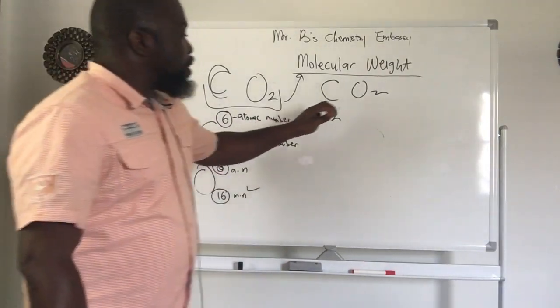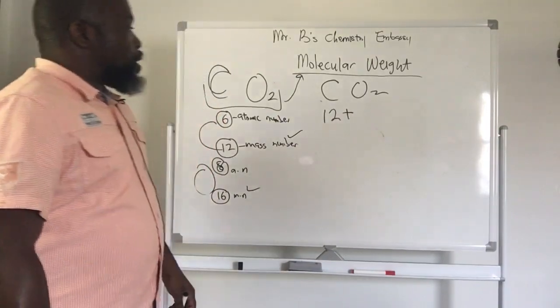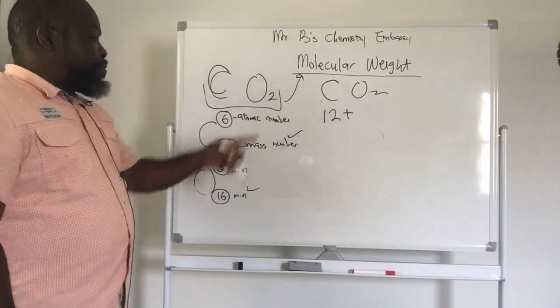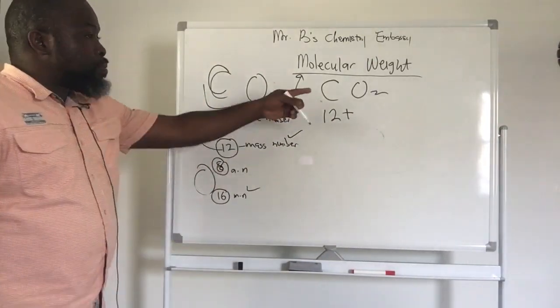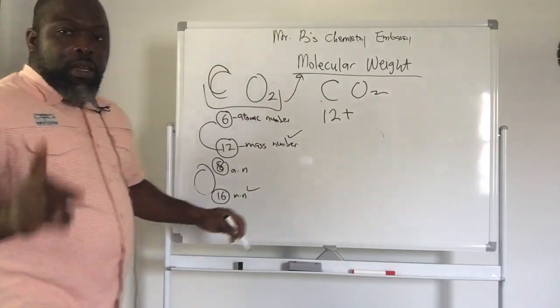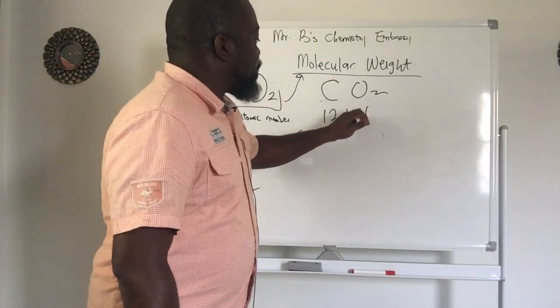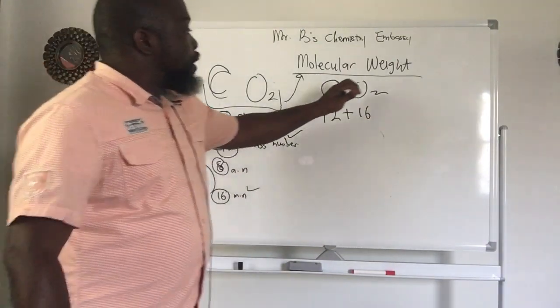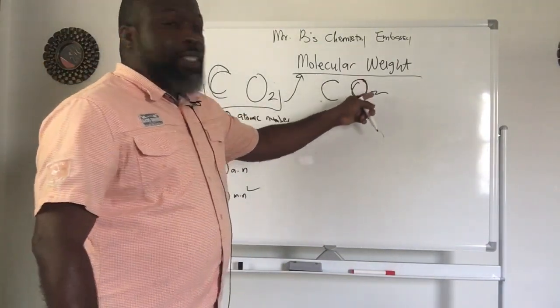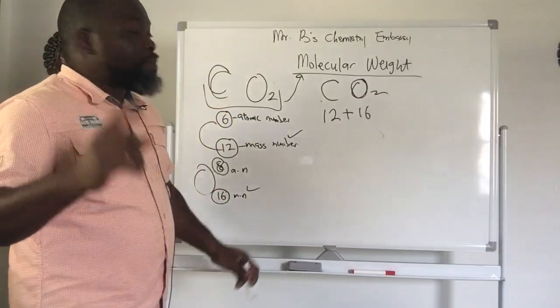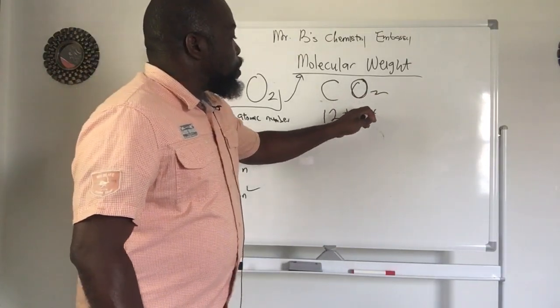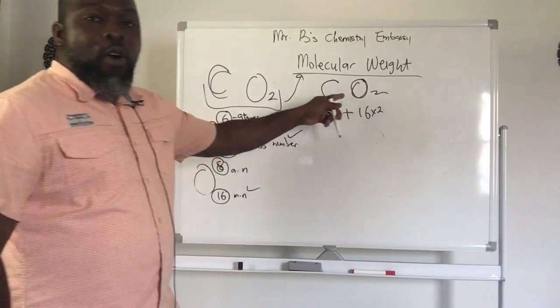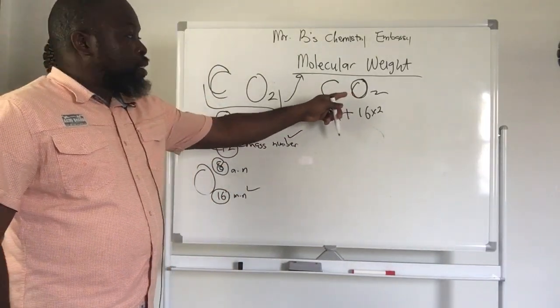Then we add that to the mass number of oxygen. What is the mass number of oxygen here? 16. So we add 12 plus 16, but we're not done. Be very careful, because we have 2 oxygen here. So we have to multiply 16 by 2 to give us the actual number of our oxygen.